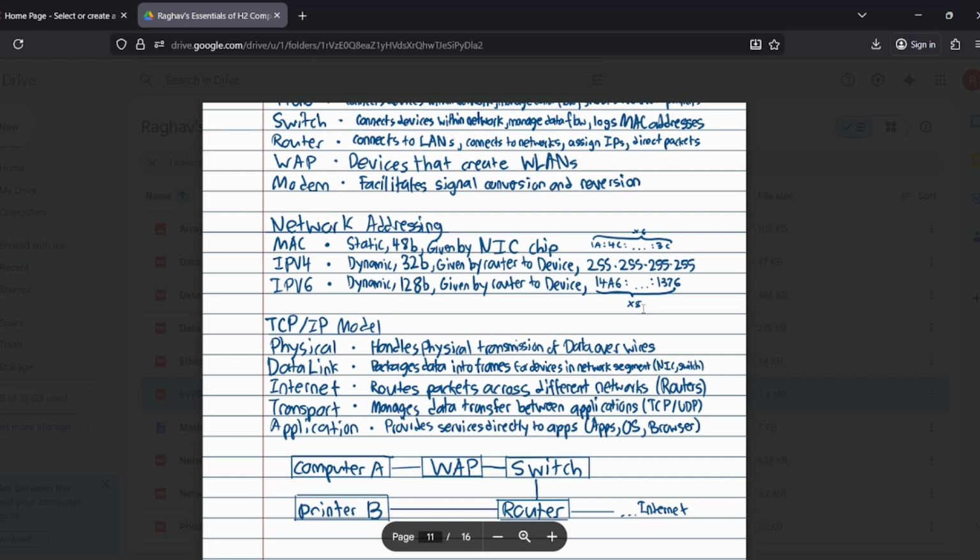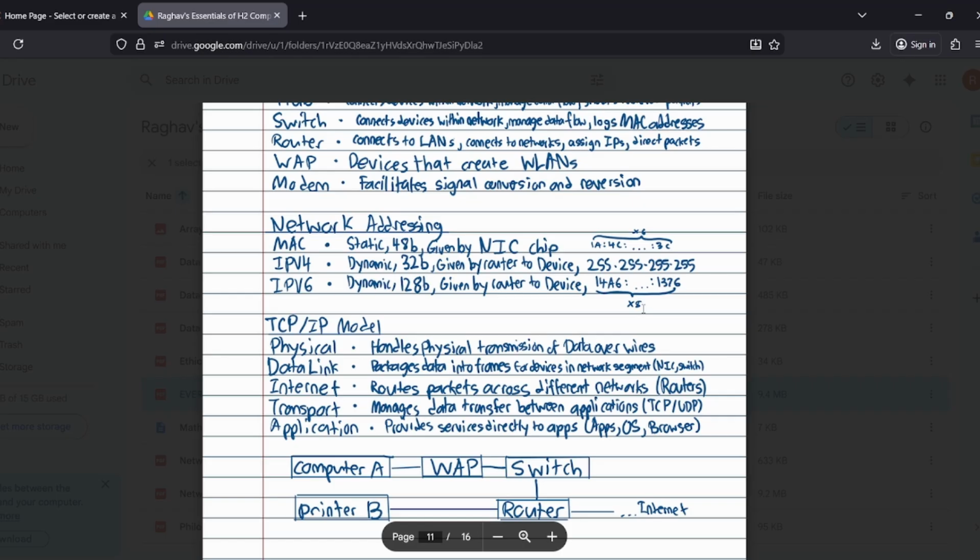Then you have IPv4, which is dynamic, 32 bits, given by the router to the device. So it's like 255, 255, 255, 255. All of those memes about DDoSing people, this is using IPv4. IPv6 is newer, 128 bits, and it was created because there was a shortage of IPv4 addresses. I believe it's because on the open internet, there are just not enough IPv4 addresses left. It's again given by the router to the device, and it's 8 groups of 4 alphanumeric characters, like 14A6, something, something, 8 groups.